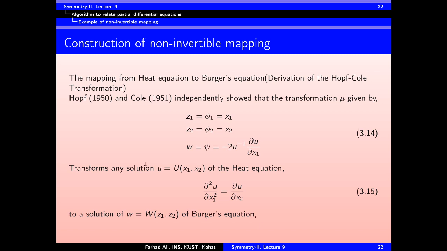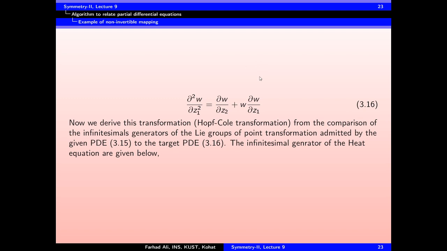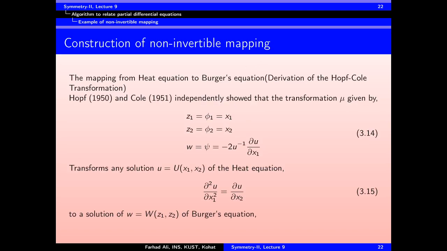And for this purpose, we have the heat equation and the Burgers equation. The heat equation is a linear equation, but the Burgers equation is, I think, non-linear. Yes, it is non-linear. So we will find this mapping, the mapping given in 3.14. This is a Hopf-Cole transformation, and we are interested in finding explicitly by ourselves how this transformation is defined.